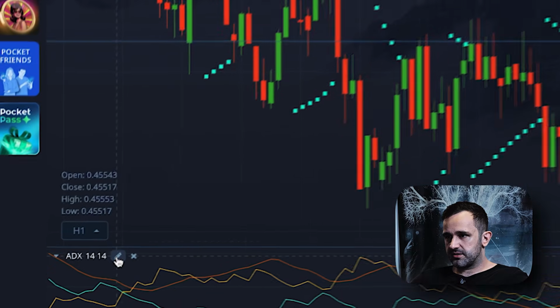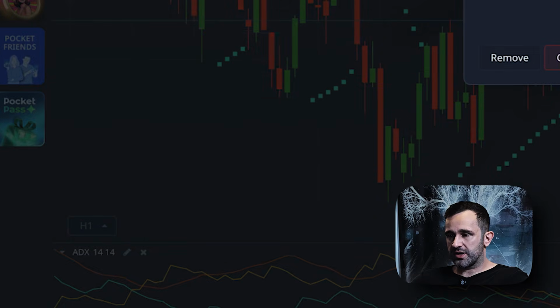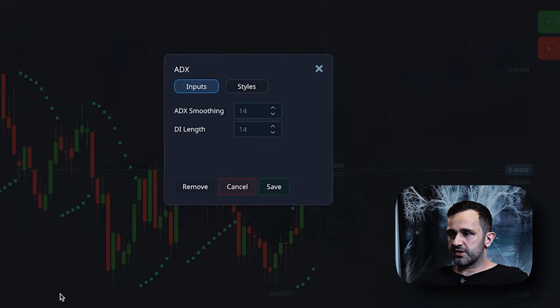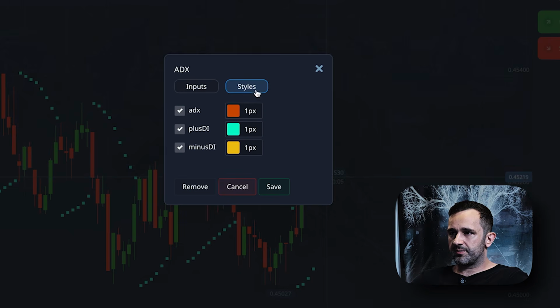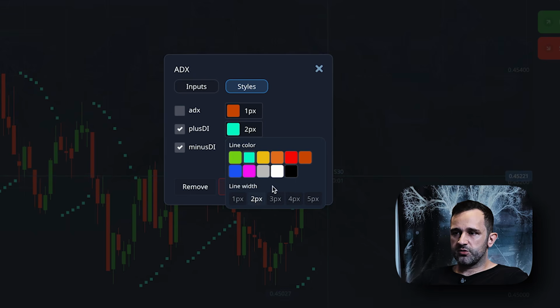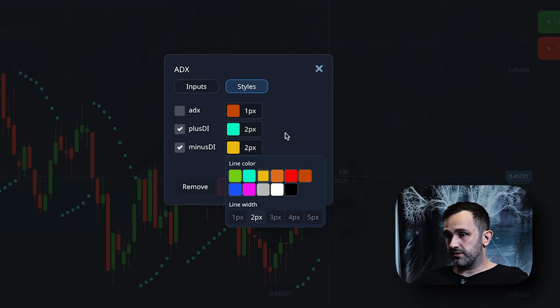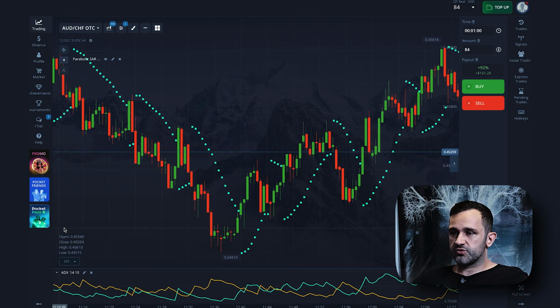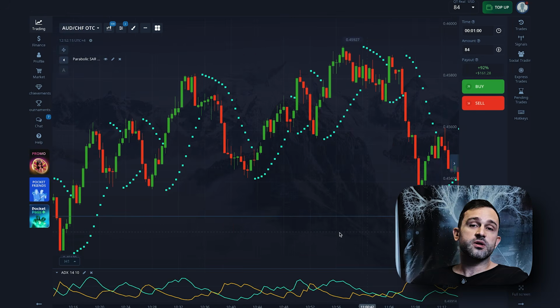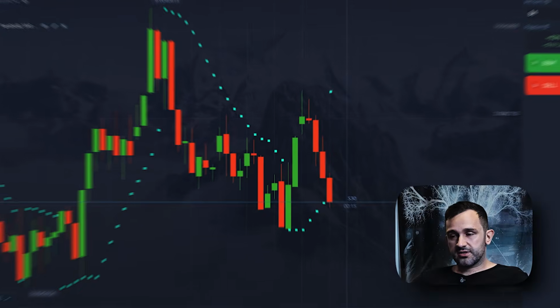Now ADX, it shows the strength of the current trend, regardless of direction. ADX smoothing is set to 14. This helps reduce market noise. DI length 10 helps determine which side of the market is stronger at the moment. In the style settings, I remove the main line and keep only DI plus in blue and DI minus in yellow. Together, they help determine when a strong move is forming in the market and when it's worth trading with the trend. I'm ready to enter the first trade.